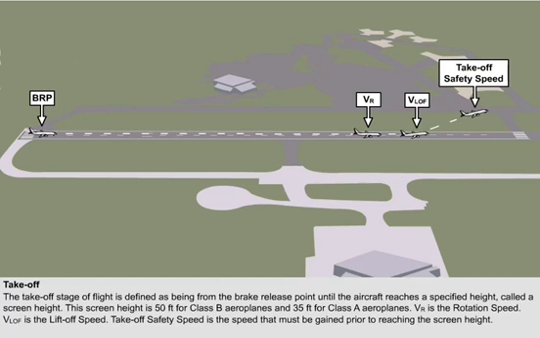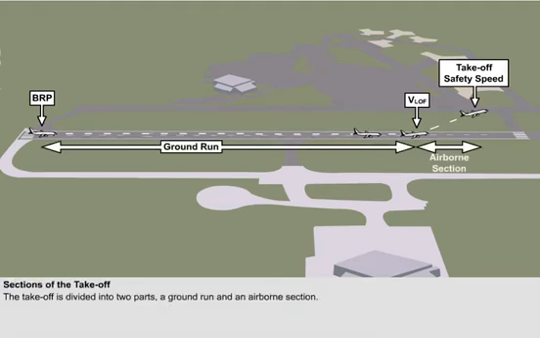There is a certain minimum value associated with this speed, which is usually based upon the aeroplane's stall speed and/or its control speed. But these will be dealt with later. In large twin-engine aircraft, the takeoff safety speed is referred to as V2. The takeoff can be divided into two parts. We call these the ground run and the airborne section.